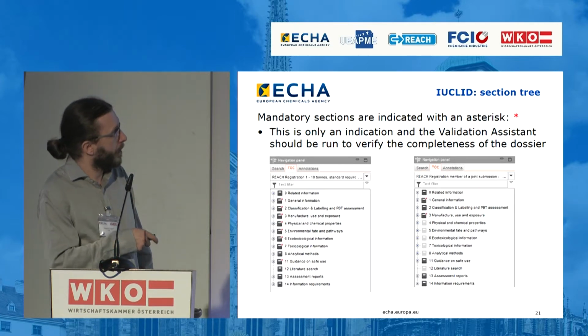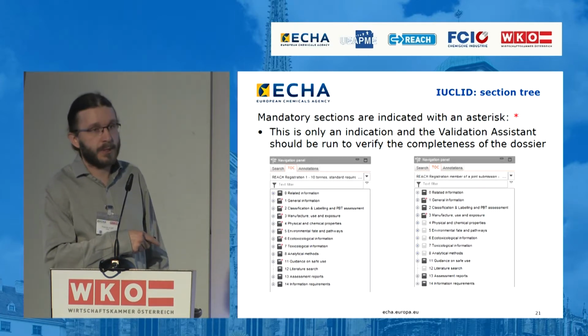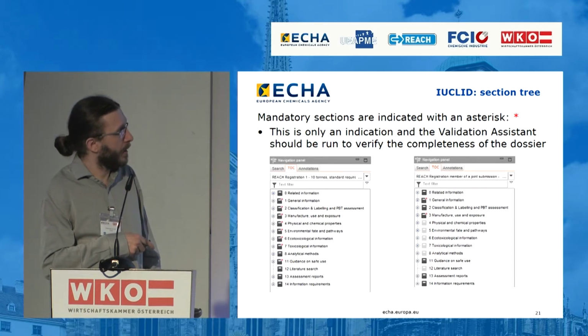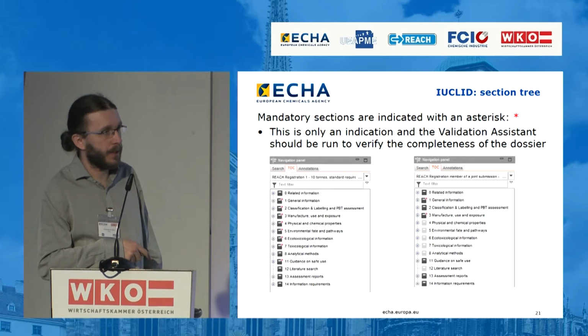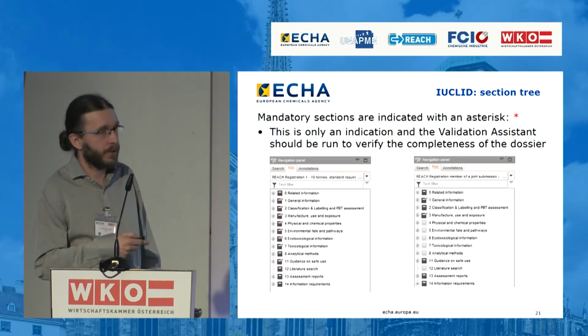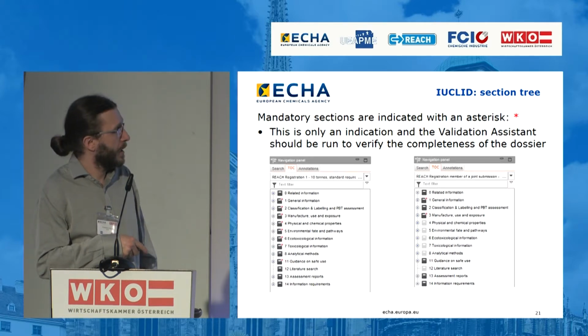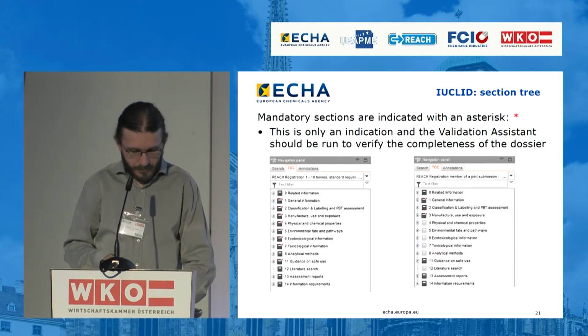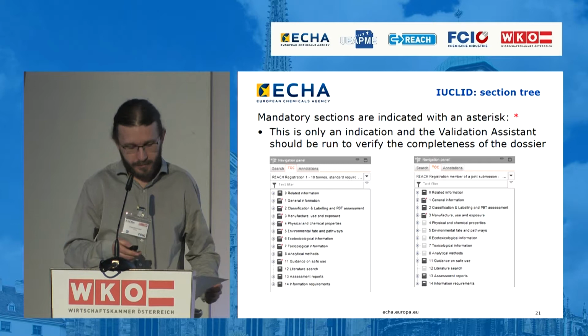If you have to prepare a registration as a member of a joint submission, then the information required is more limited. It's section 1, substance identification, section 3, uses and manufacturing site if you're a manufacturer, and the rest is optional and usually provided by the lead.